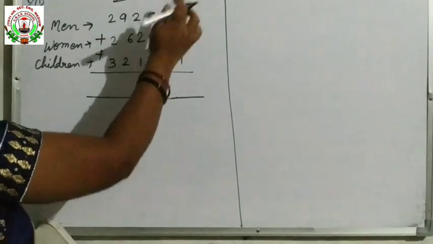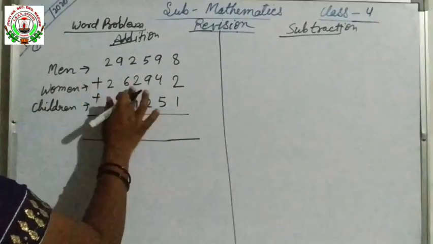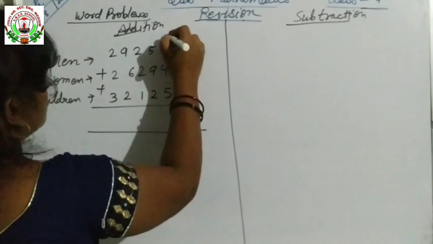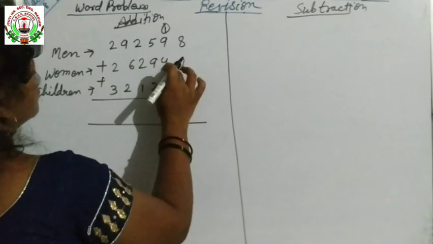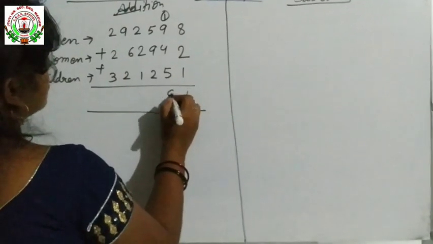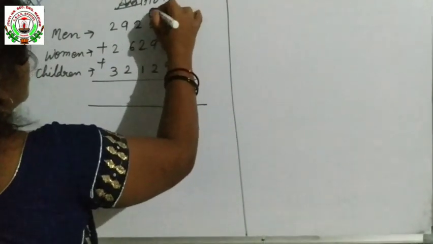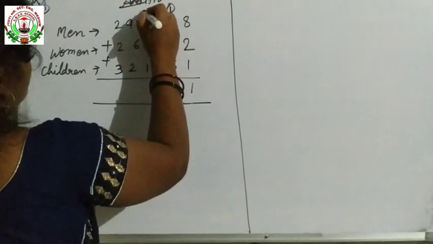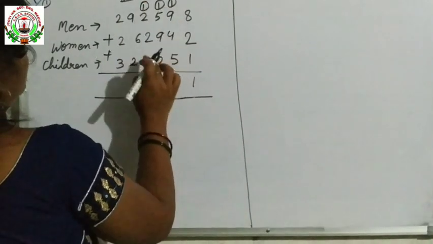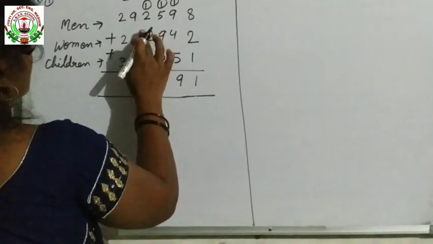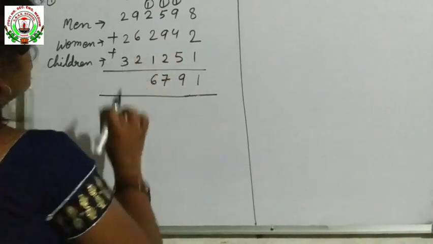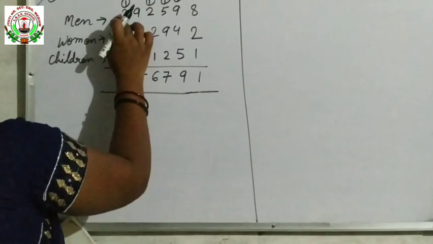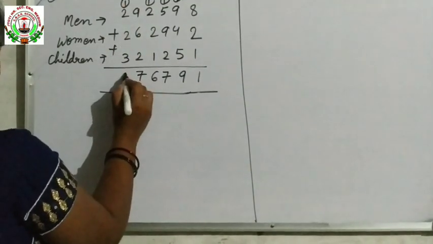So we will add it. First we will write the total number of men, total number of women, total number of children. Now add it. 8 plus 2, 10, 10 plus 1 is 11, 1 carry. 9 plus 1, 10, 10 plus 4, 14, 14 plus 5 is 19, 1 carry. 5 and 1, 6, 6 and 9, 15, 16, 17, 1 carry. 2 plus 2, 4, 4 and 1, 5, 5 plus 1 is 6, 9 plus 6, 15, 15 plus 2, 17, 7, 1 carry. 3 plus 2, 5, 5 plus 2, 7, 7 plus 1 is 8.